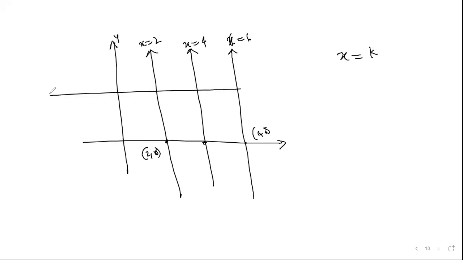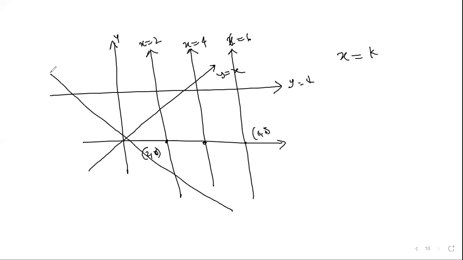Equation of line parallel to x-axis is y is constant. y is equal to k. y is a constant. Then equation of a line bisecting the first quadrant: y is equal to x.